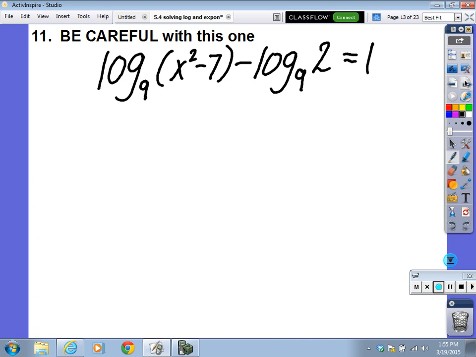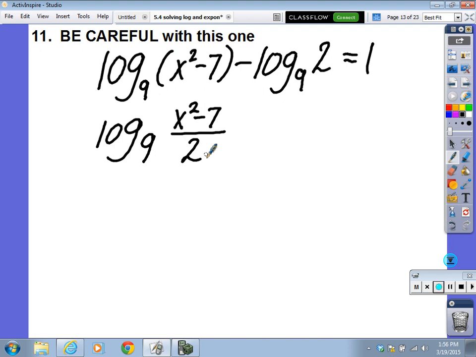So first of all, I'm going to combine it. Before we can start doing anything, we've got to combine this into one log. So properties of log says this is going to become log of the base 9 of, well, x squared minus 7, and then we're minusing log of the base 9 of 2. So we're going to be dividing by 2. When we divide, we subtract, or when we subtract, we divide, right? Any questions on how I made this one log? Don't you need to get rid of the log?